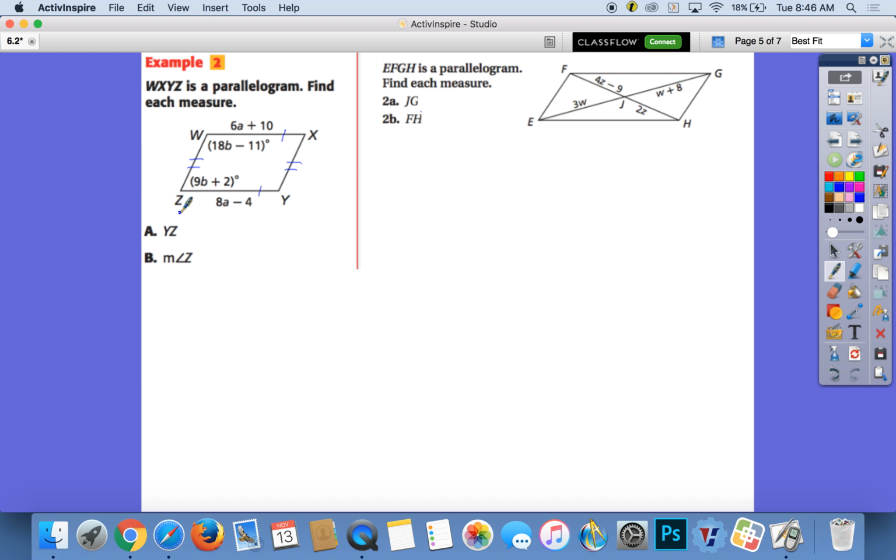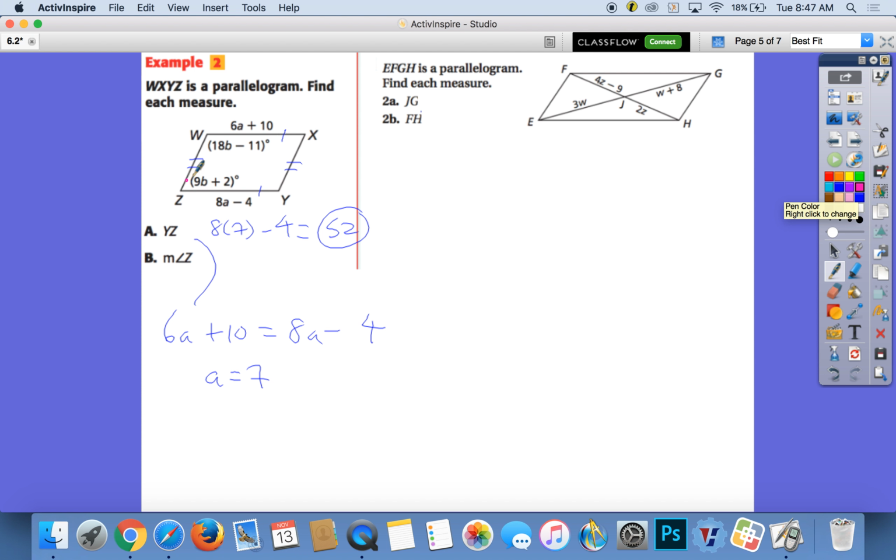Alright, so I want to find YZ. What I want to find first is this side. However, I need to solve for A, so I know these guys are congruent, so I'm going to bring it down here, and I know that 6A plus 10 equals 8A plus 4 minus 4. I'm going to solve for A, so subtract that over, add that guy over, and you get A equals 7. Careful guys, what's it asking you? Plug your 7 in, so you get 8 times 7 minus 4, and we end up with 52.